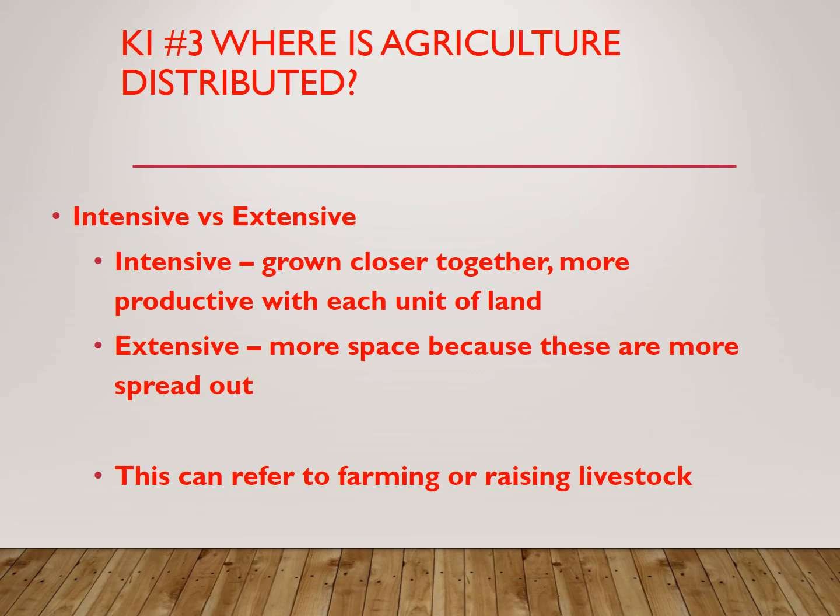This is key issue 3. Where is agriculture distributed? First thing we want to talk about is intensive versus extensive farming, because as we compare agriculture and the way that it's done in different places of the world, this is a category that we can break it down into, whether it's intensive, where crops are grown closer together and there's more production, there's more productivity with each unit of land, versus extensive, where more space is used and crops are more spread out.